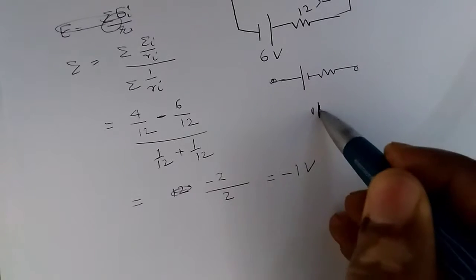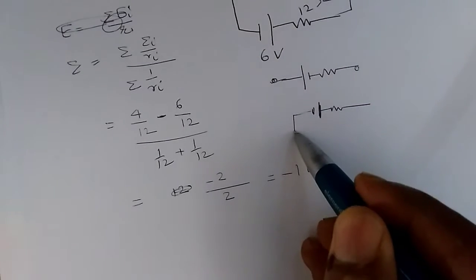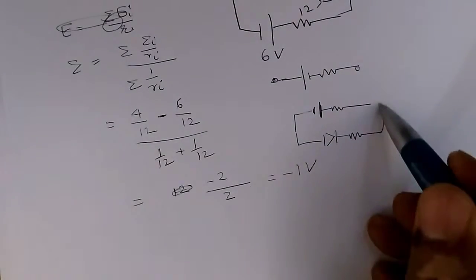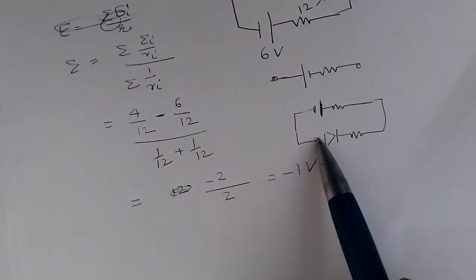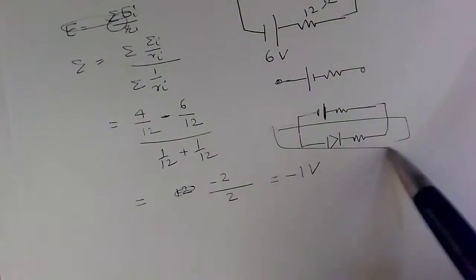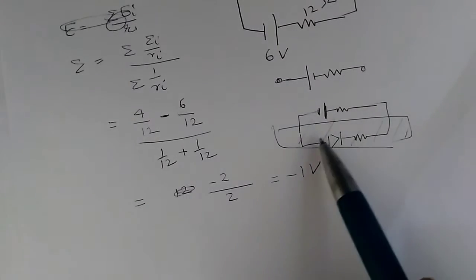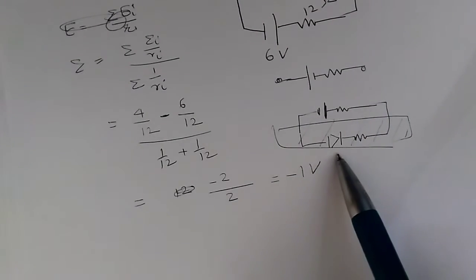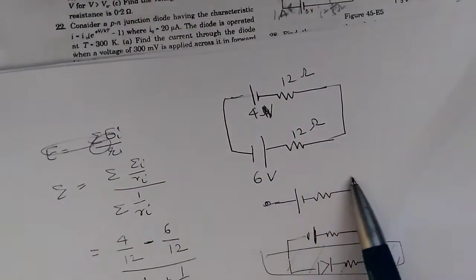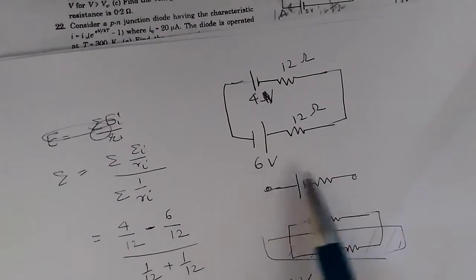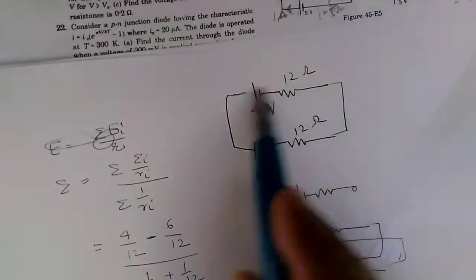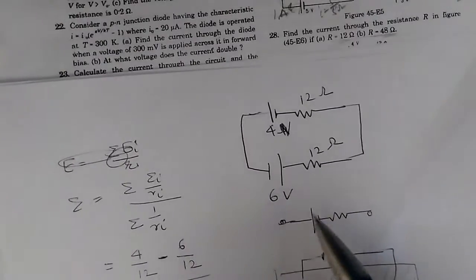This is positive, this is negative, and this is the internal resistance, and this is connected to a diode, something like that. Now there is negative voltage at here and positive at here. That means the diode is in reverse bias, so this branch can be removed because it is an open circuit. So what we have really is only this circuit. There is no diode here, and now we can find the current in this whole circuit using Kirchhoff's law.